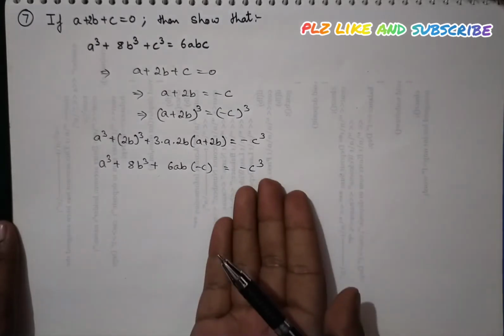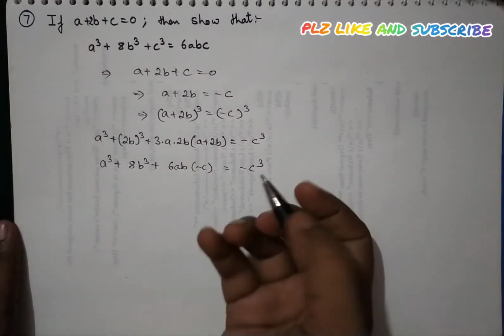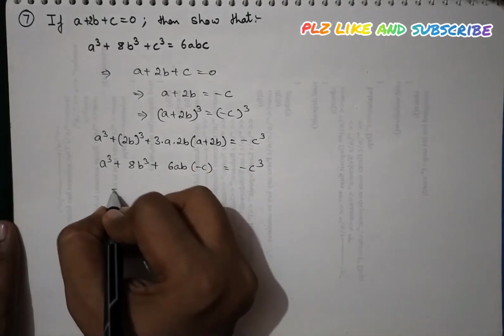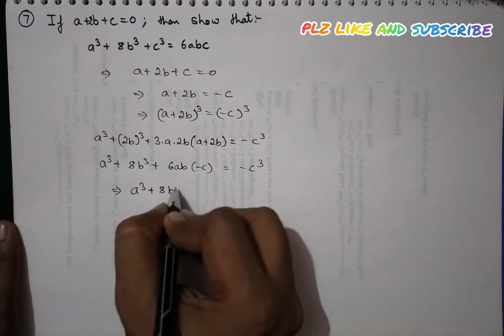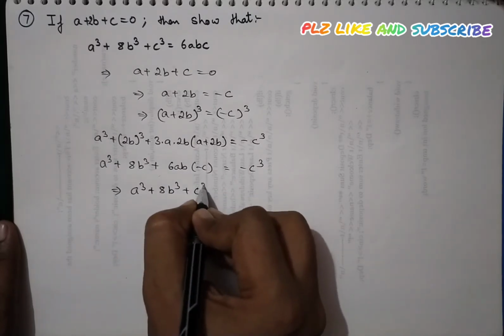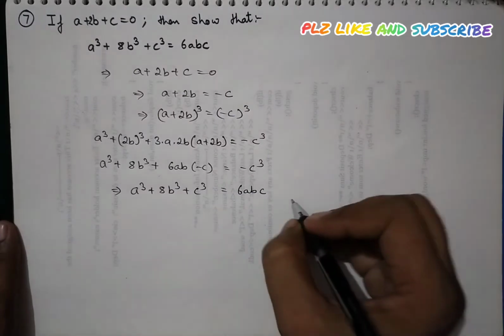Now shift this minus c to the LHS and the product of these two to the RHS, and this will become a cube plus 8b cube plus c cube equals 6abc, and so proved.